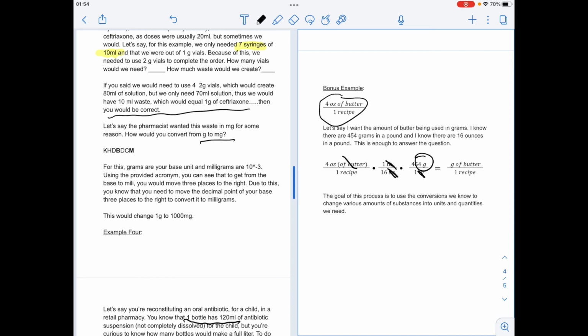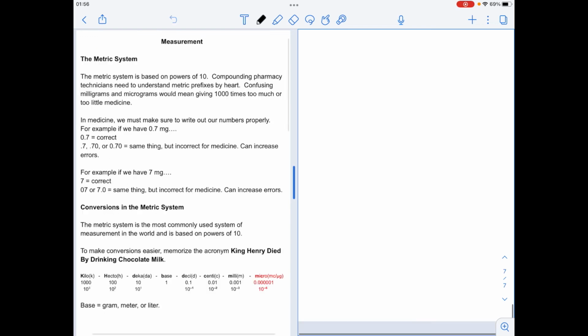When we get into the IV drip rates and all that later, you'll see that it's really important to be able to do this process of continuing to cancel units.